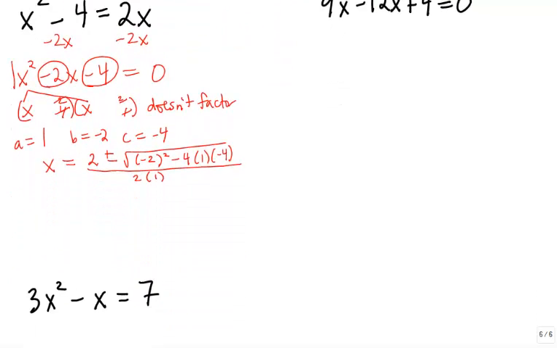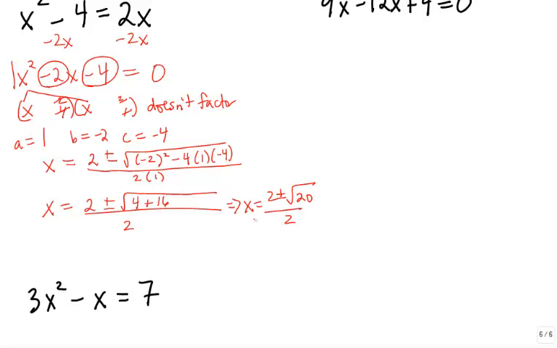And so now we just have to do a little bit of simplifying. I'm going to start with the 2 times 1 in the bottom, which is just a 2. And now let's talk about under that radical. Negative 2 squared becomes a positive 4. A negative 4 times a 1 times a negative 4 becomes a positive 16. So this becomes x equals 2 plus or minus the square root of 20, all over 2.